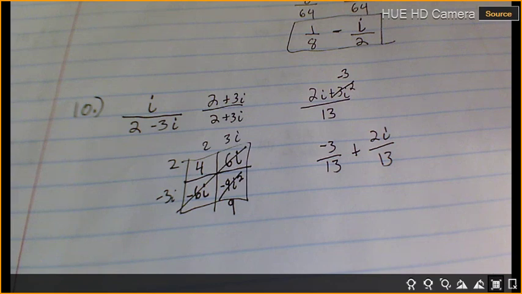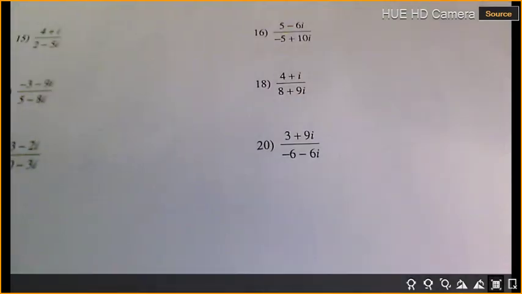Okay, so I've done one where there's like 1 term on top and 2 terms on the bottom. Is there another one like that you want me to do? Do you want 18 or 20, guys? 20? Okay. This is number 20, and I can be done after this if you want. We've got 3 plus 9i over negative 6 minus 6i. So what is the conjugate of this problem? Negative 6 plus 6i. Good.